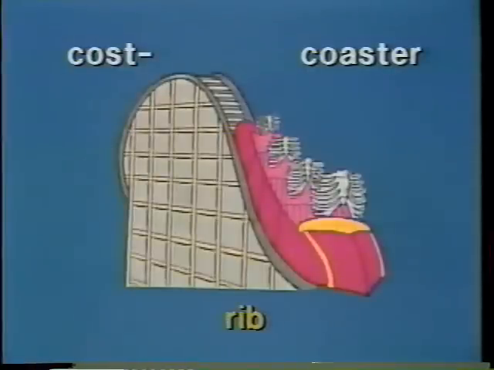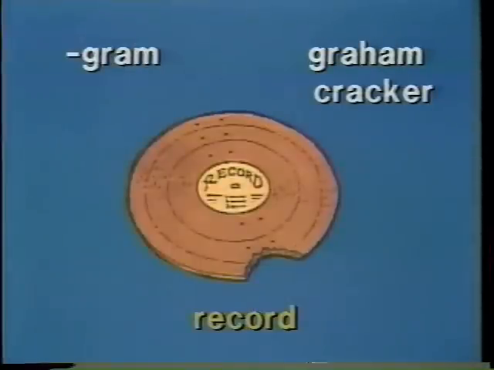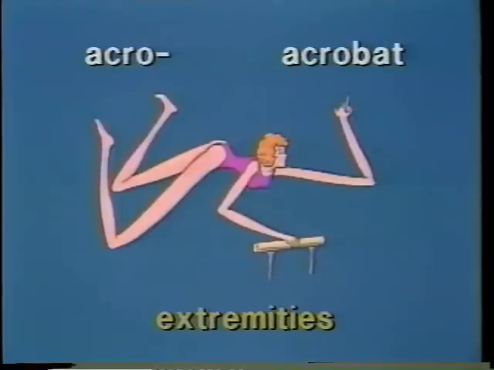Now it's time to review the 25 elements learned in this lesson. Say each element, the audionym, and the meaning. Remember the additional step when it is needed. Ready? Cost, coaster, rib. Gram, graham cracker, record. Acro, acrobat, extremities.